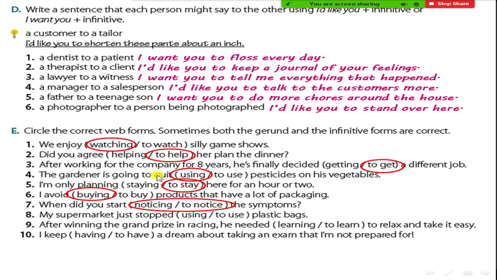Okay, thank you Yusuf. Number 8. Okay, Salim. The supermarket just stopped using plastic bags. Yes, stop using plastic bags. Number 9. Okay, Haytham. After winning the grand prize in racing, he needed learning or to learn to relax and take it easy. To learn. Yes, needed to learn.